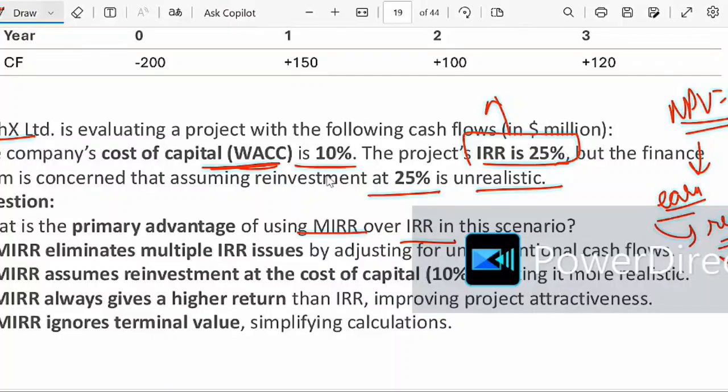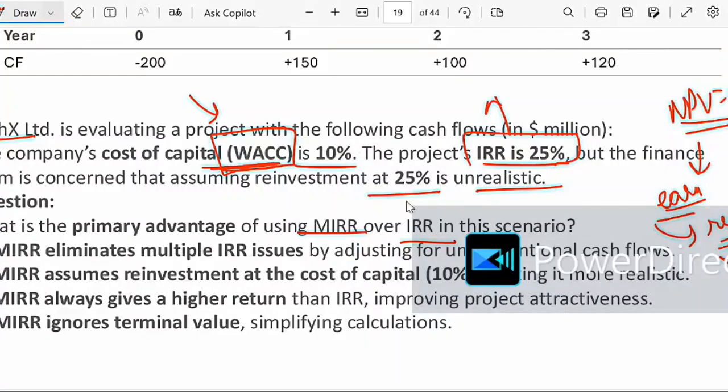In real life, what happens? Companies reinvest at their weighted average cost of capital. What is the WACC? Weighted average cost of capital. How to find it? I will tell you in the upcoming slide. Right. So what happens in real life is that companies don't reinvest at 25%. They reinvest at the weighted average cost of capital, which is how much? 10% here. That is your real-world return from the reinvestment.